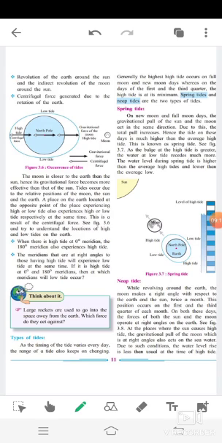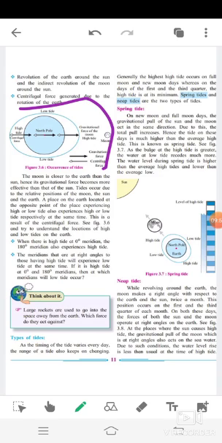See, the moon is closer to the earth than the sun, hence its gravitational force becomes more effective. Tides occur due to the relative position of the moon, the sun and the earth. Whenever you see figure 3.6, at the same time, tides are respectively high and low. So you can understand from this diagram.